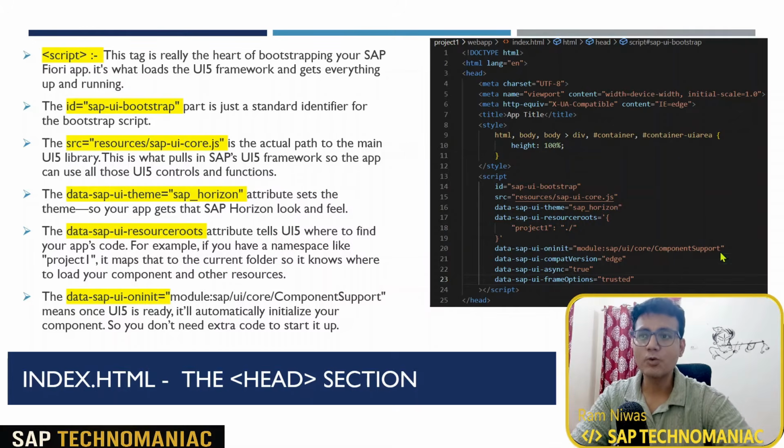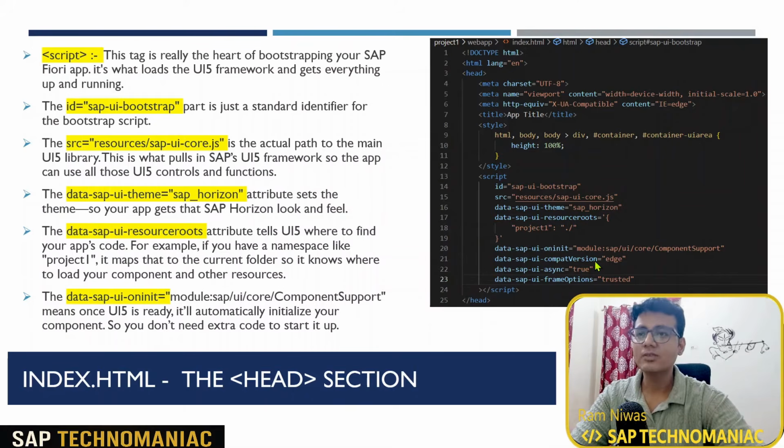things will be stored in this particular project one folder. So we are telling what my folder is, and all the things I have created will be available in this project one folder. Next thing is onInit. Once everything is loaded by the SAP UI5 framework and all the libraries are loaded in our application, where does our app specific code start from? Those things we are defining here inside this sap/ui/core/ComponentSupport.